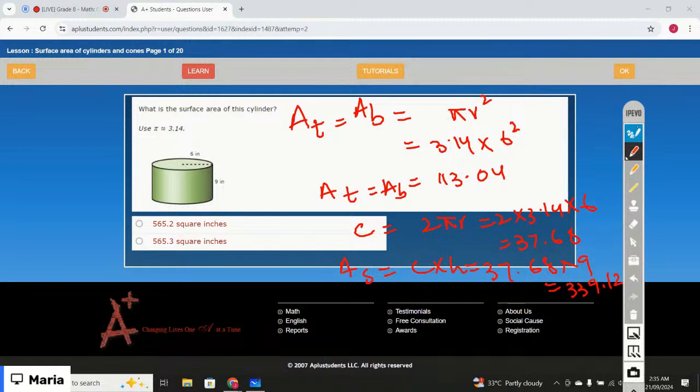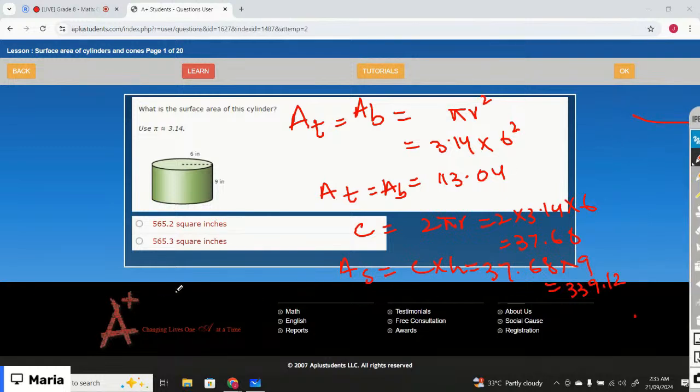You just have to add all these areas, right? So that means the surface area is area of top and area of bottom and area of side. So just add 113.04 plus 113.04 plus 339.12. So let me just add them all. The correct option is 565.2. Option number 1 is the correct option.